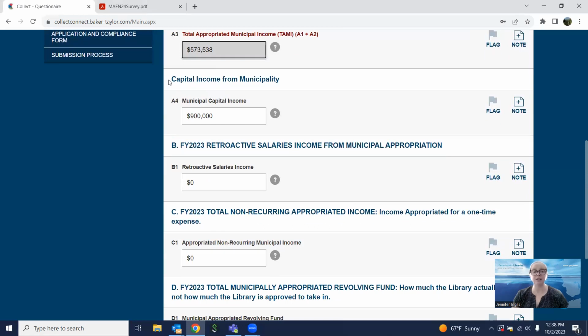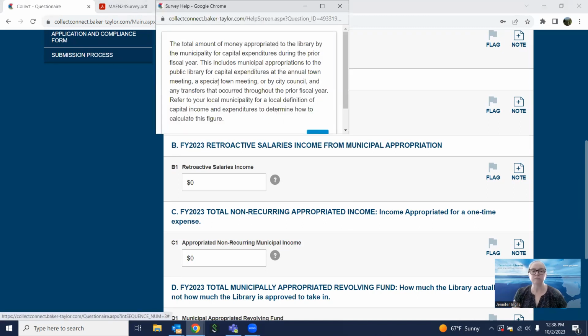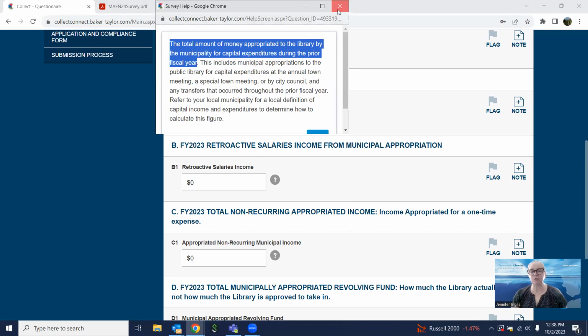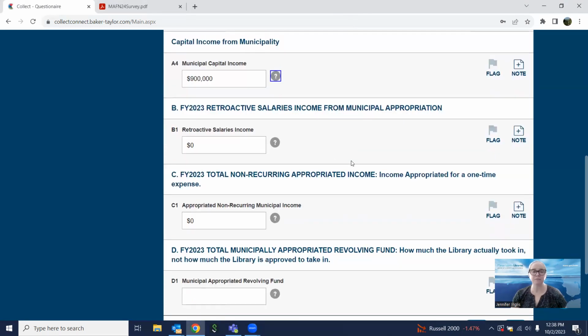Then the next section is capital income from your municipality. So this would be if your library was granted money for a capital project from your municipality. So it was appropriated to the library. And there's a definition here, so you can go ahead and put that in.